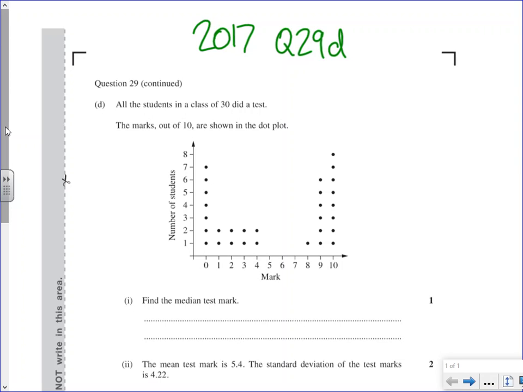But it has something to do with medians as well, and in fact you'll see later on that it's not a normal distribution at all. So anyway, let's just get started straight into it. So we see that all the students in a class of 30 did a test. The marks out of 10 are shown in the dot plot. So first of all, we want to find the median test mark.